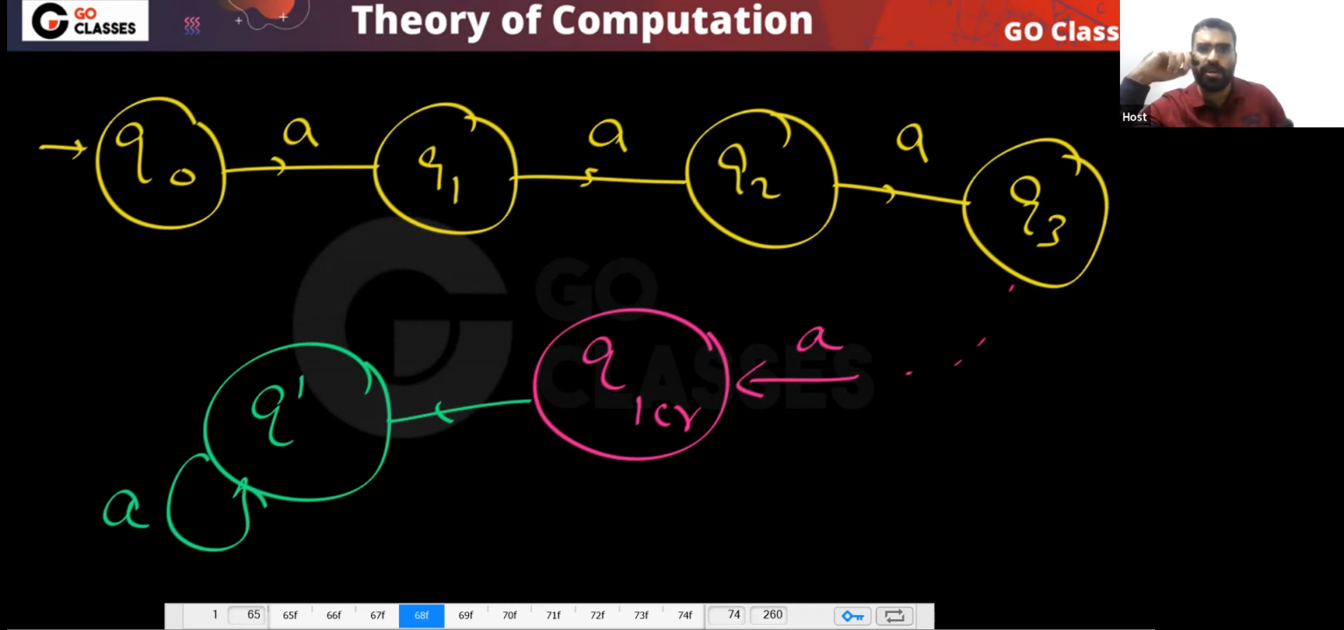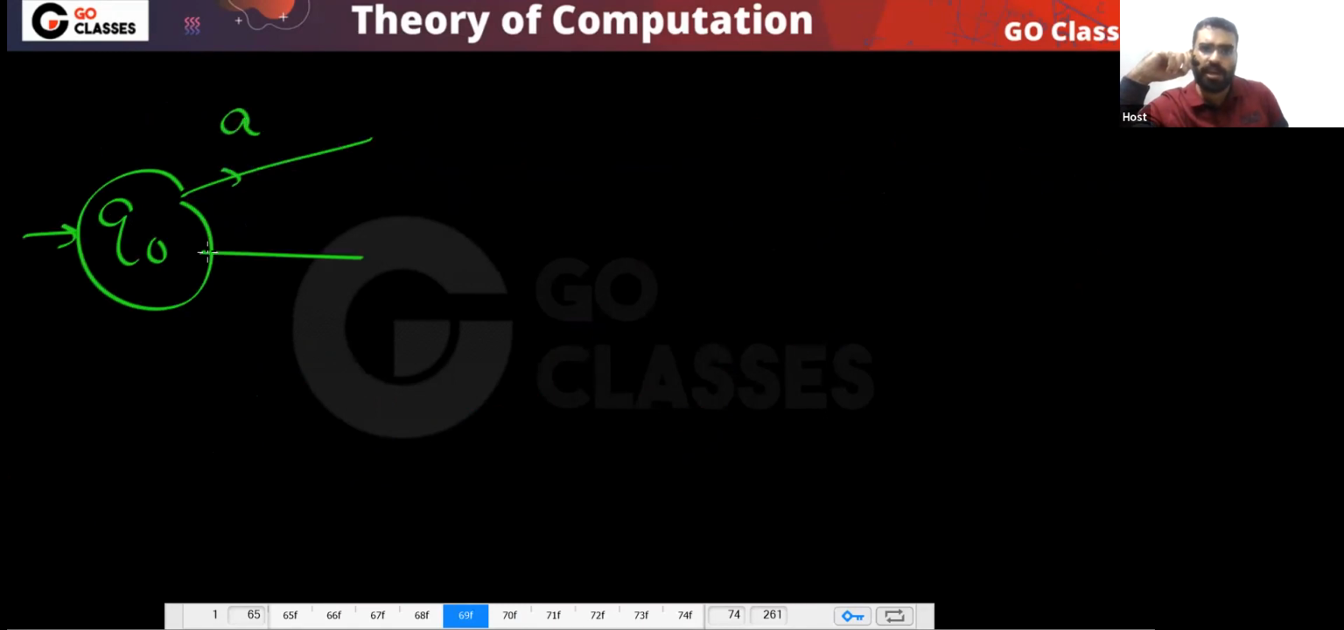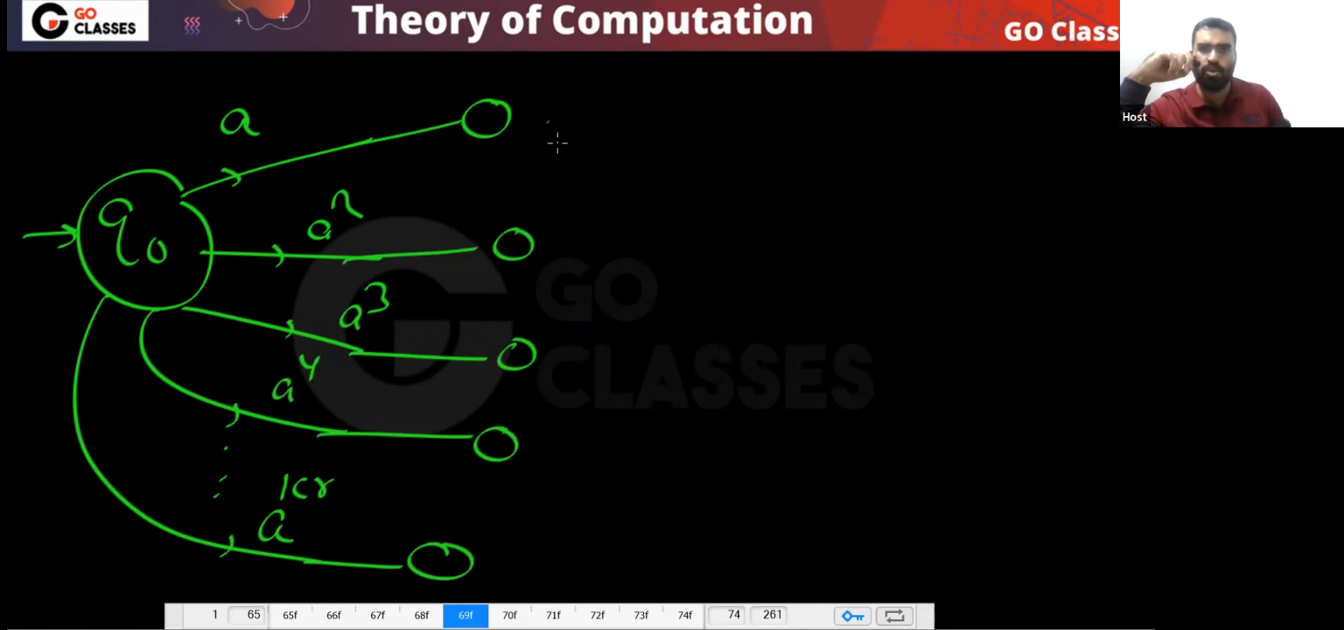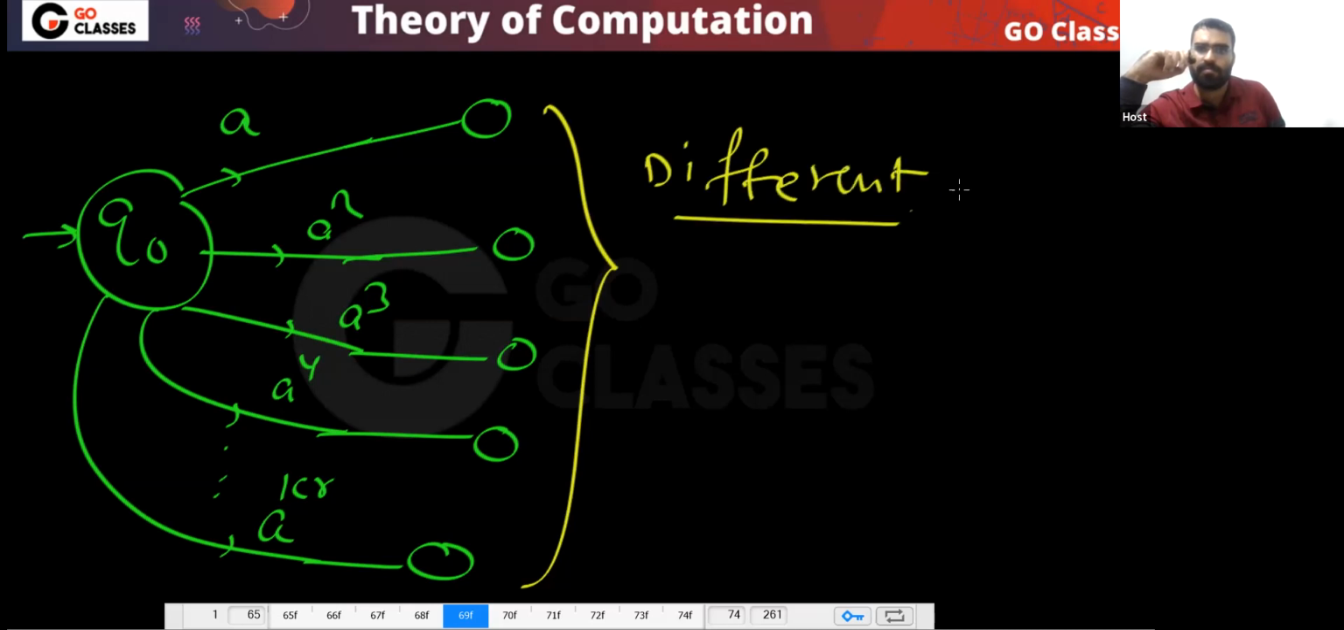Can you notice what is happening here on different strings? This is your initial state, and on A, then on A square, then on A cube, then on A power 4, and so on, up to A power 1 crore, you can notice these are different states. It is going to different states. Yes or no? So this can happen, right? Now this is my question.